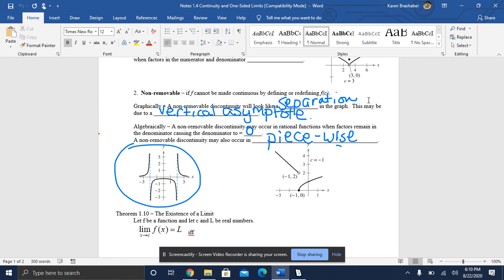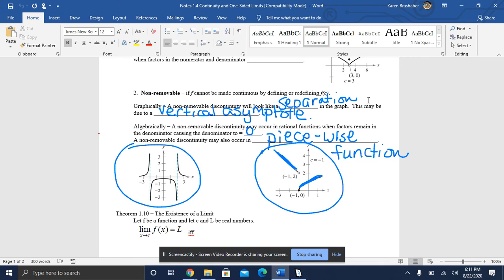And I have a picture of a piecewise function for you to look at in the graph over here on the right. So you have a separation in the graph. It's caused by the fact that you have a function doing one thing as x approaches -1 from the left, and then something else as x is approaching -1 from the right. So those would be examples of non-removable discontinuities.